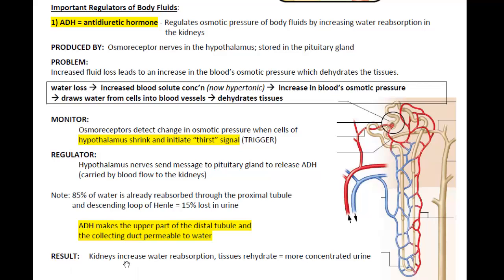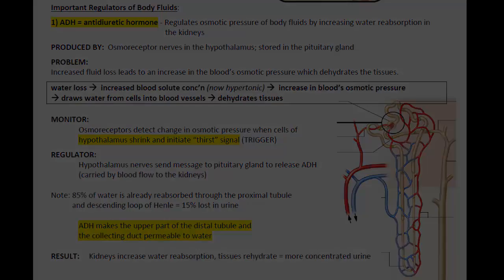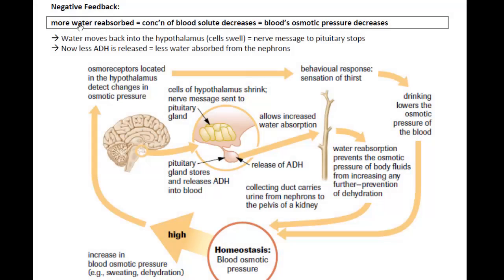So then the result is that because the kidneys have increased the water reabsorption, the tissues rehydrate, which means that the shrunken hypothalamus goes back to normal, and I can stop the thirst signal. That means I'm going to have some more concentrated urine than I had before. This is when your urine gets a little bit darker and it's not quite as clear. Urine should be almost clear, with a slight yellow tinge. If you have dark urine all the time, it's because you're dehydrated all the time and you really need to be drinking more water.